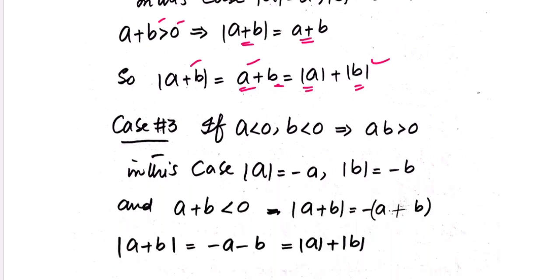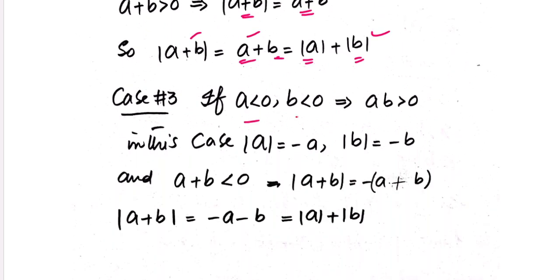Case number 3. If a and b both are negative, but their product will be greater than 0.